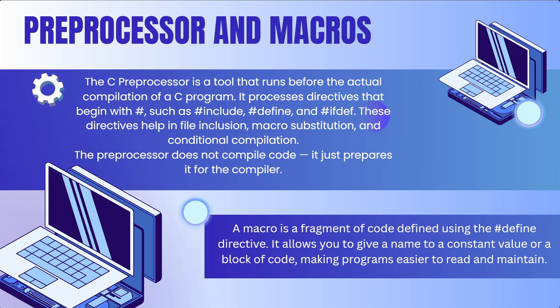Macros. A macro is a segment of code defined under the #define directive. It allows you to give a name to a constant value or a block of code, making programs easier to read and maintain. So #define is basically used like a constant keyword. Like you fix a value of a particular variable as something and you use it continuously in the program.